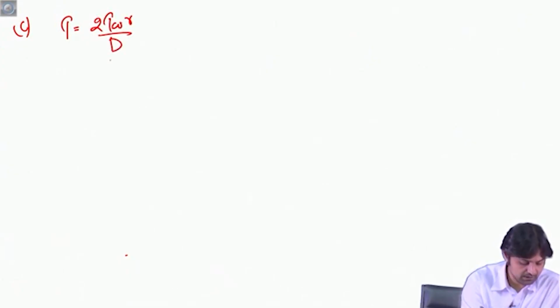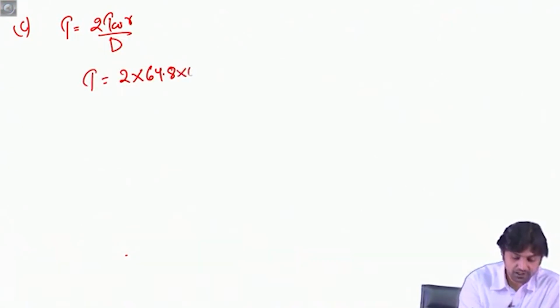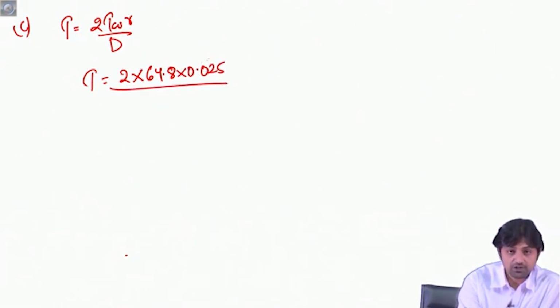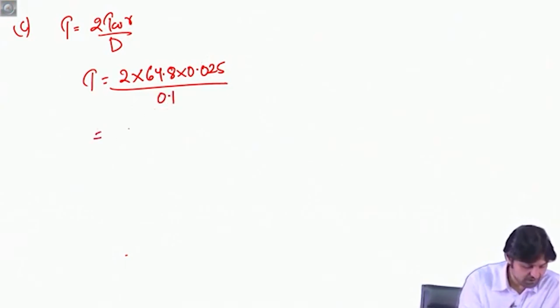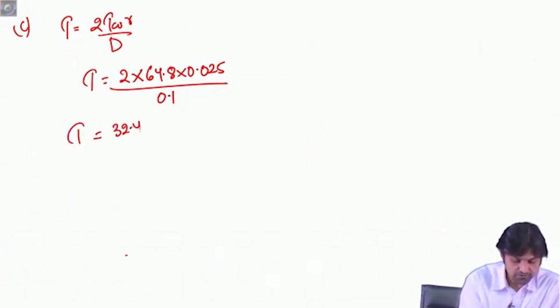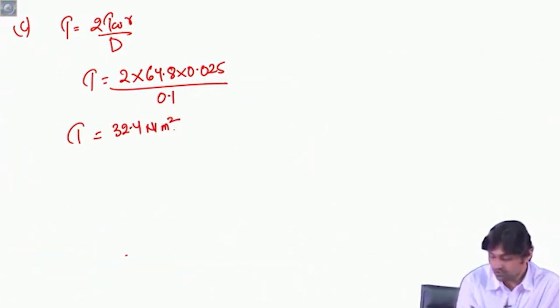All right. Now, the C part, we are calculating shear stress, it is tau is equal to 2 tau W r by D. All right. So, tau is 2 into tau W, we have already calculated as 64.8, r is given, we have to find this distance r, at what distance small r is given. So, this is coming out to be tau is 32.4 Newton per meter square.